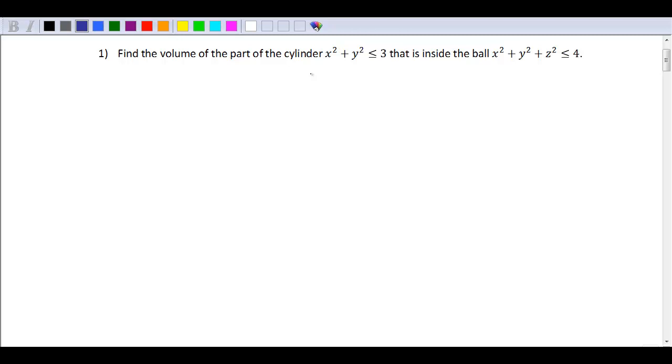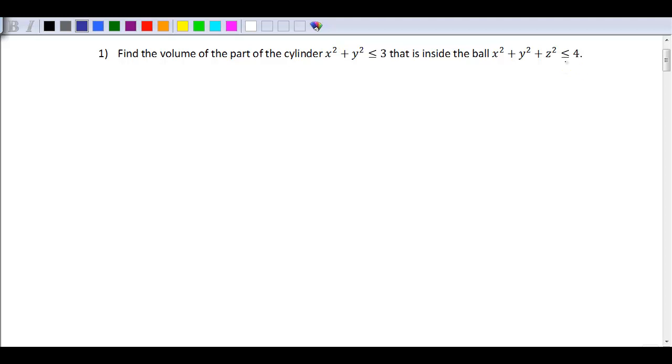So this is a worksheet of problems dealing with, well, cylindrical and spherical coordinates and trying to find essentially volumes, but some other things with triple integrals here. So the first question, we want to find the volume of the part of the cylinder x squared plus y squared less than or equal to 3 that is inside the ball x squared plus y squared plus z squared less than or equal to 4.